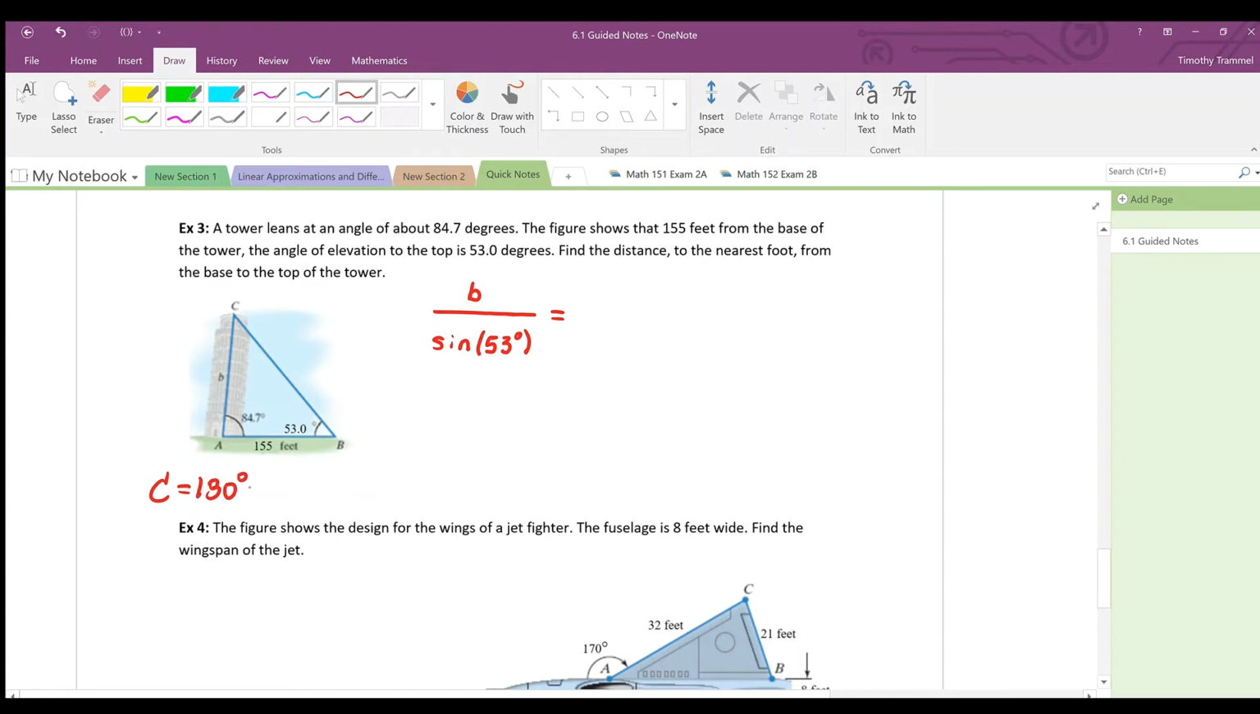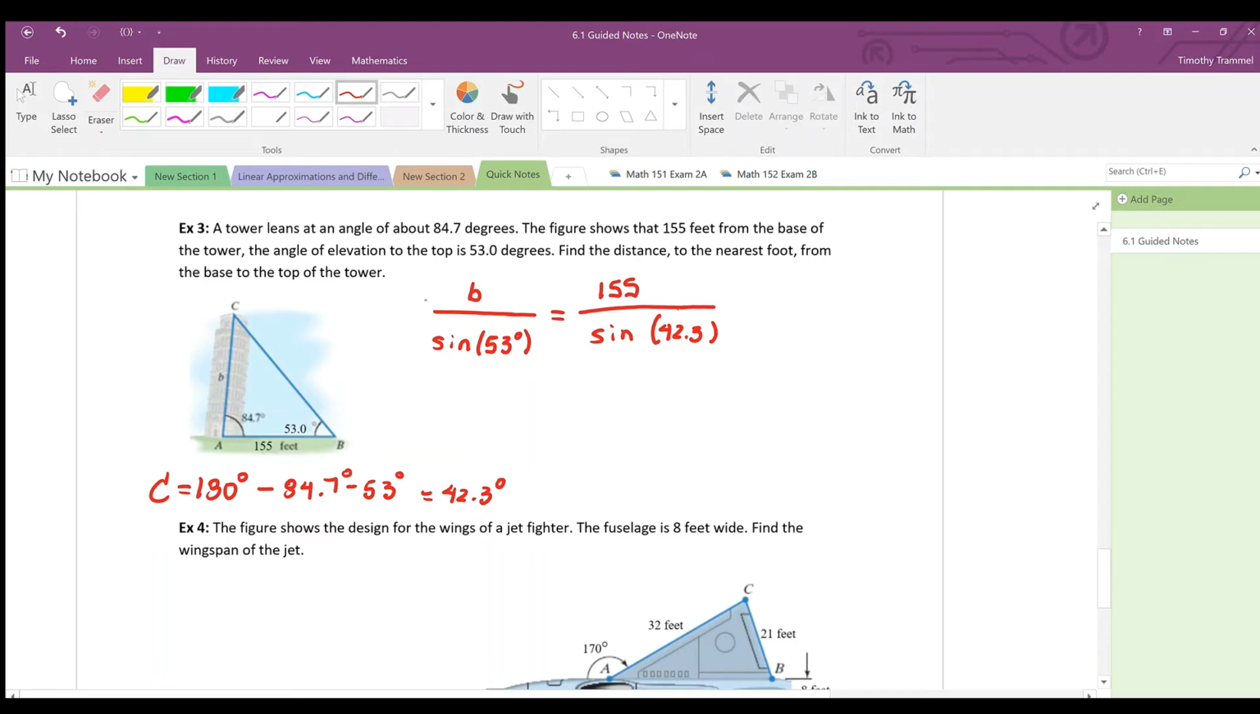C should just be 180 minus the other two angles. And if we subtract all these, this should give us 42.3 degrees. So now we can say, well, little c, which is 155, over sine of big C, which is 42.3, is all equal to B over sine of B.